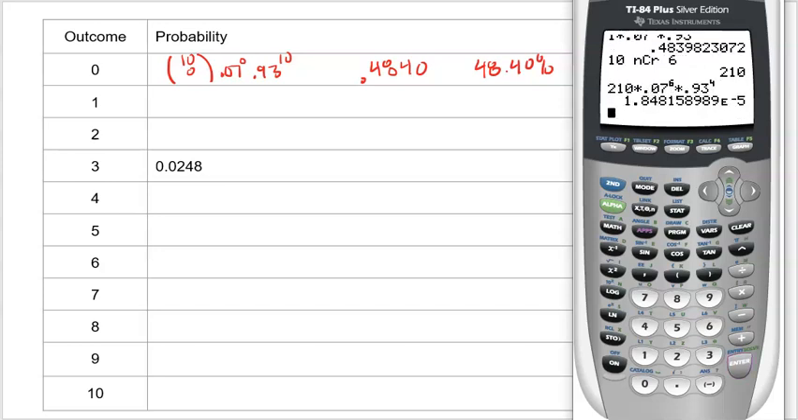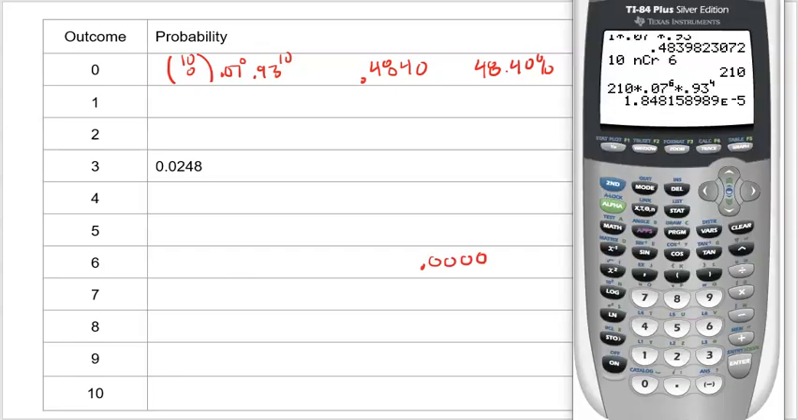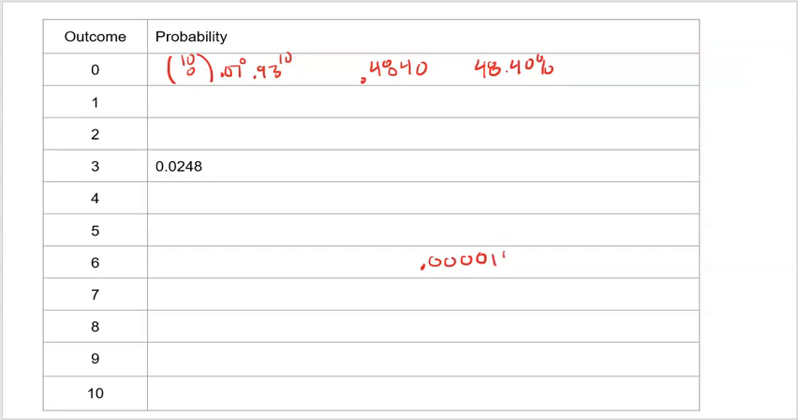Oh boy, make sure you know how to read that number. Got to move that decimal 5 times to the left, which will actually produce 4 zeros. 0.0000, then 18. Do a quick calculator check. So very unlikely. Once again, I did 10 choose 6. I just let the calculator do it though. Got me 210. 0.07 to the 6th, 0.93 to the 4th. Why, you might ask, is this so unlikely?